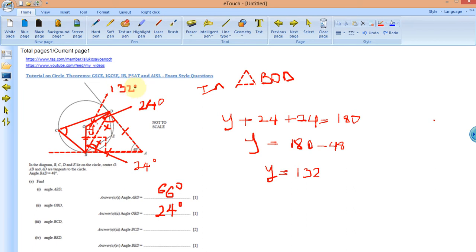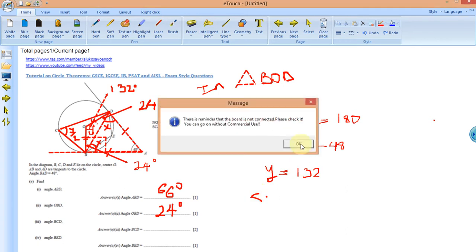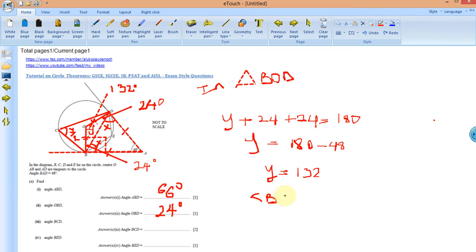Okay, now I can go for BCD. Now, angle subtended at the circumference is half the angle at the center. Or better still, the angle at the center is twice the angle at the circumference. So I'm looking for this angle now, which is Y over 2, because it's half the angle at the center. The angle at the center is BOD, and I've gotten my BOD, which is 132. So BCD will be half of this. So BCD will be half of 132, so 132 divided by 2.